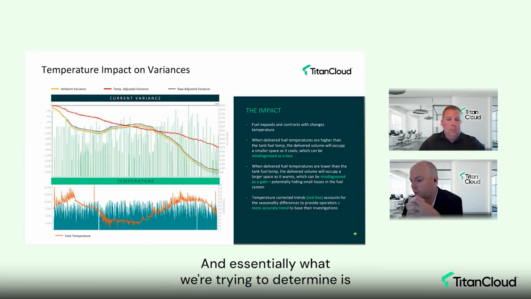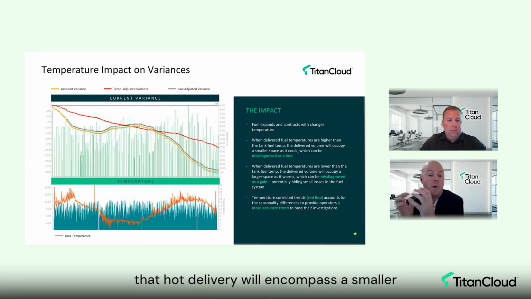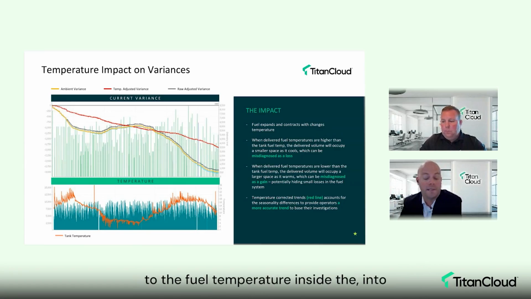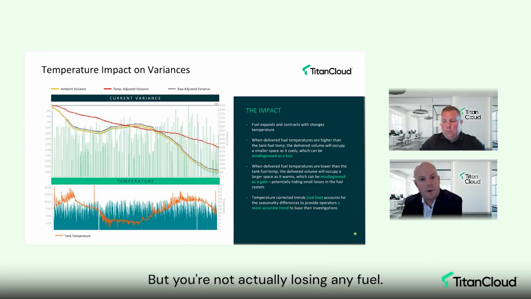And essentially what we're trying to determine is that when you're delivering hot deliveries into fuel tanks, that hot delivery will encompass a smaller volume once it's in the tank. So once that delivery has adjusted to the fuel temperature inside the fuel system, it is eventually going to occupy a smaller volume. So you may see losses in your fuel system because the fuel is reducing within the tank, but you're not actually losing any fuel. It's just a pure thermodynamic reaction of the temperature decreasing.